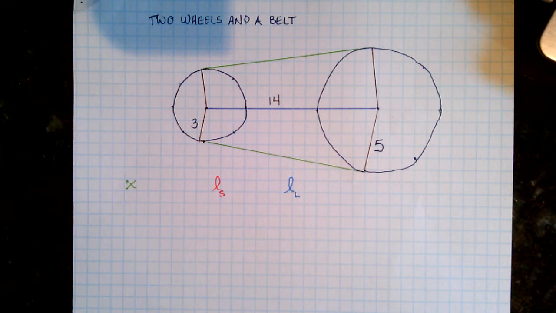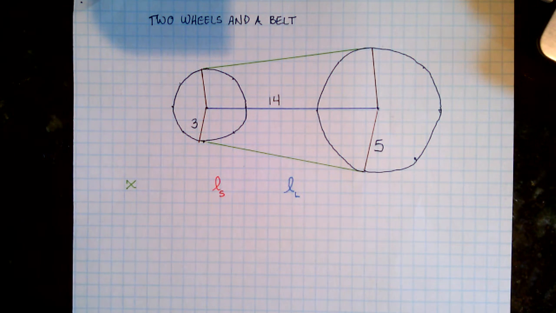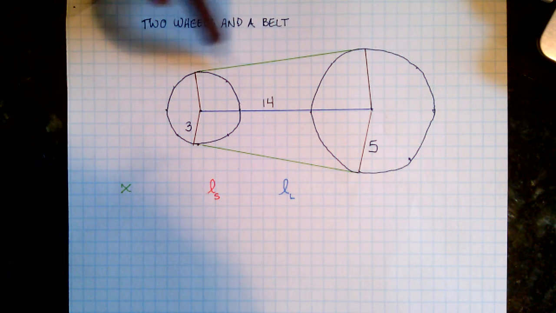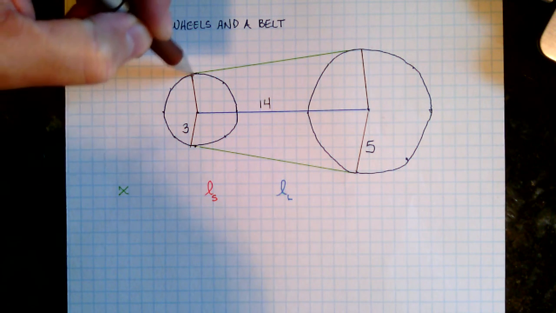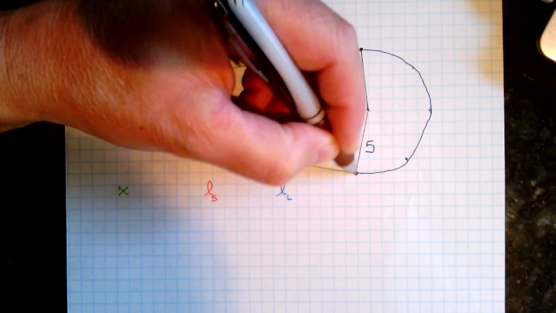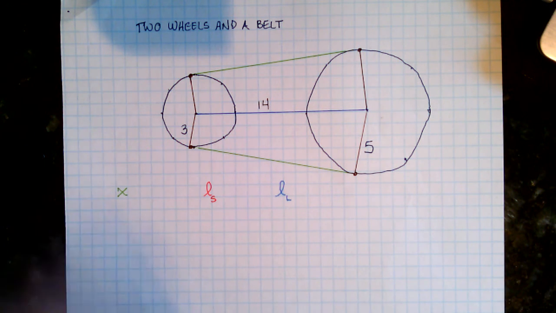So let me run this by you. You have two circles. One has a radius of 3, the other has a radius of 5. The distance between the centers of the circles is 14. This is a belt that goes around the outside of these two wheels. This point, this point, this point, and this point are all points of tangency. The overall goal is to find the length of the belt.